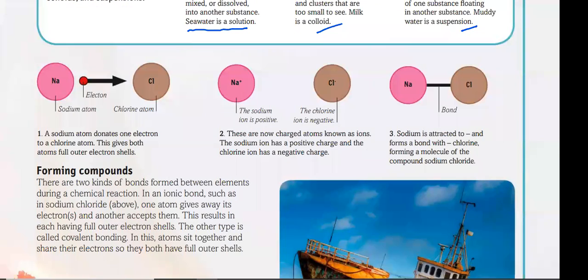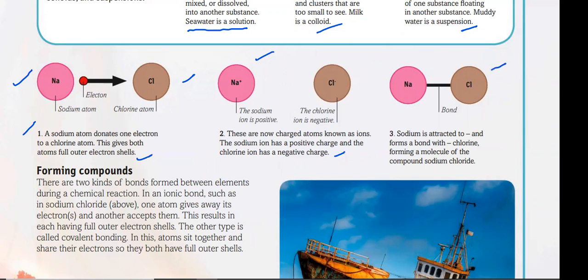Okay, let us move to this one. This is where sodium and chlorine atoms are there. Sodium is giving an electron, chlorine is receiving an electron. In that case, a sodium atom donates one electron to a chlorine atom, and this gives both atoms full outer electron shells after the transfer of the electron. The second picture shows that the sodium will become positive and the chlorine ion is negative. So these are now charged atoms, as ions. Sodium has a positive charge and the chlorine has a negative charge.